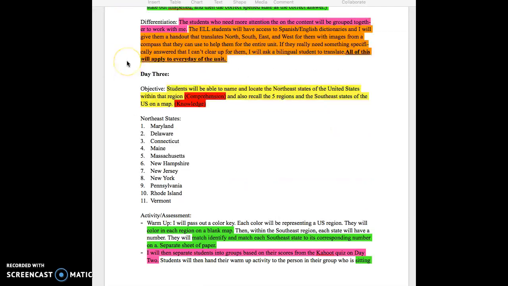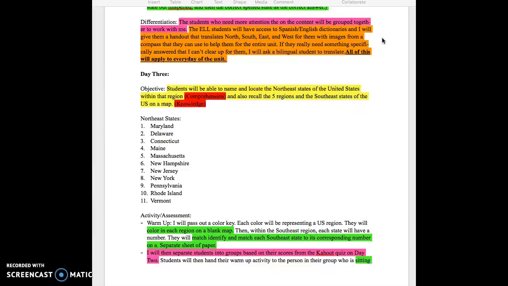As far as differentiation every day, so once again, the students who do need more attention, they're going to be getting grouped together so they can work with me specifically and get that extra time that they might need. And then ELL students will have access to Spanish-English dictionaries, and then I'll also give them a handout that translates the north, south, east, and west from Spanish to English, along with images of the directions in case they just need to see an image of it.